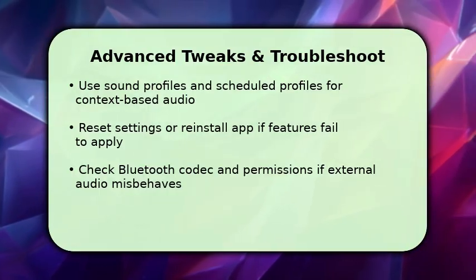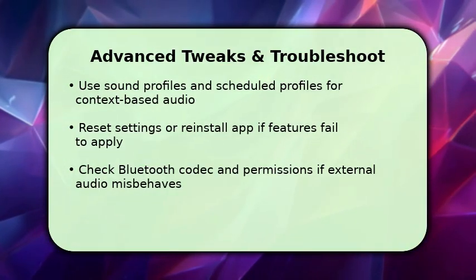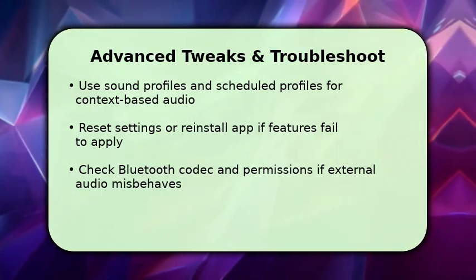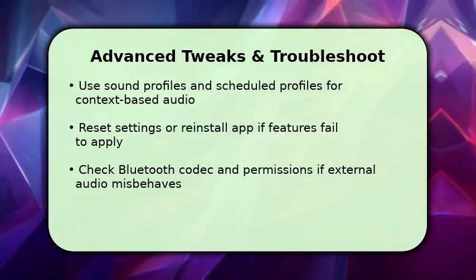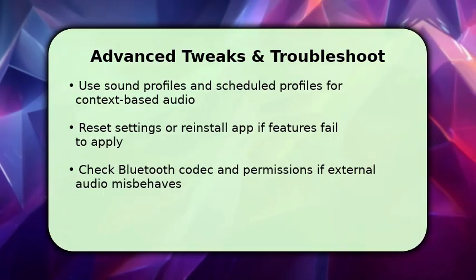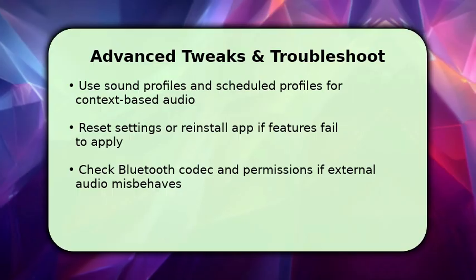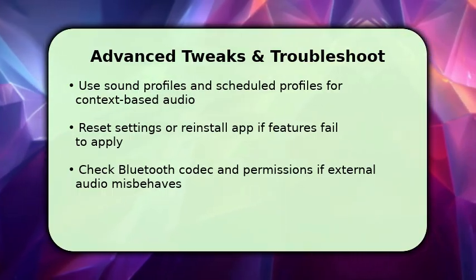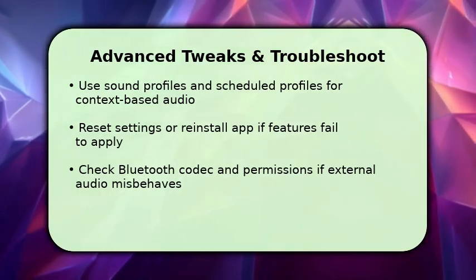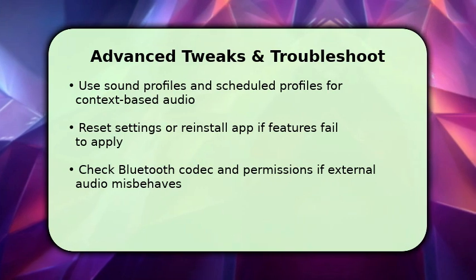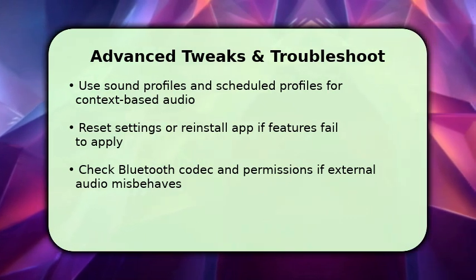Create profiles for quiet, commute, and home to switch several settings at once. Schedule them by time or location so you don't change things manually. If a feature won't apply, restart the phone, reset Sound Assistant settings, or reinstall the app to clear corrupted configs. If Bluetooth or headphones sound wrong, confirm the codec, repair the device, and verify permissions.